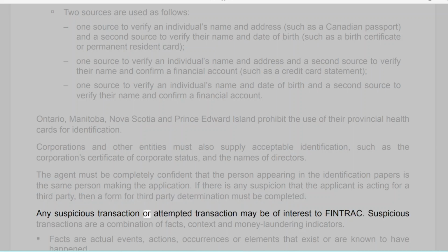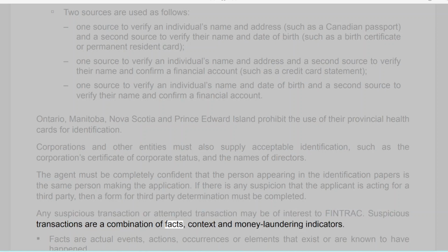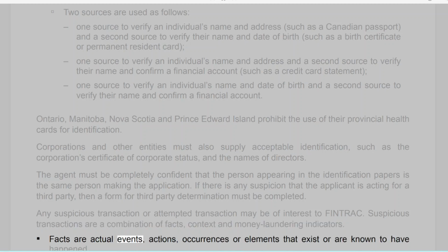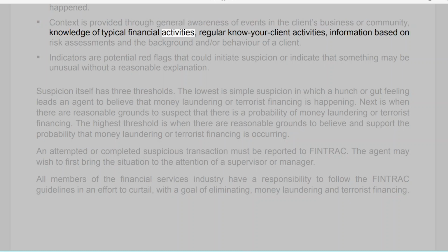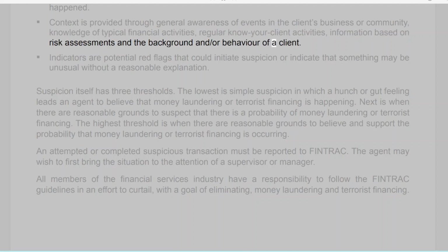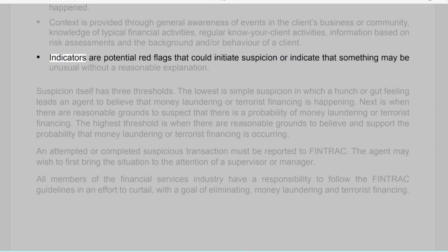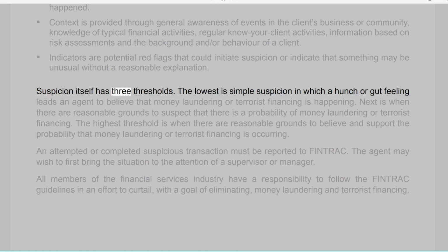Any suspicious transaction or attempted transaction may be of interest to FINTRAC. Suspicious transactions are a combination of facts, context, and money laundering indicators. Facts are actual events, actions, occurrences, or elements that exist or are known to have happened. Context is provided through general awareness of events in the client's business or community, knowledge of typical financial activities, regular know your client activities, information based on risk assessments and the background and/or behavior of a client. Indicators are potential red flags that could initiate suspicion or indicate that something may be unusual without a reasonable explanation.